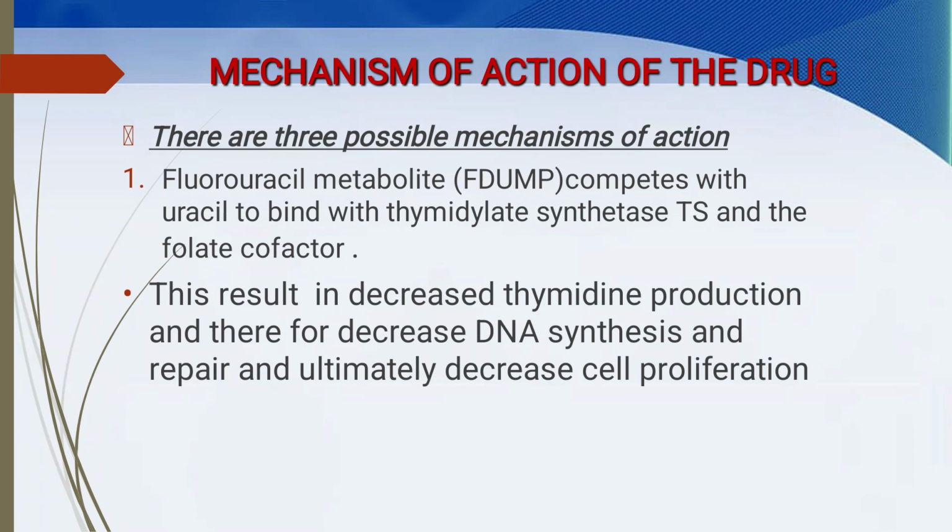So, fluorouracil has got three possible mechanisms of action, and firstly, I'll be explaining them. So firstly, fluorouracil metabolite competes with uracil to bind with thymidylate synthase, TS, and the folate cofactor. This results in decreased thymidine production and therefore decreases DNA synthesis and repair, and ultimately decreases cell proliferation. So if there is a decrease in cell proliferation, meaning to say the tumor will no longer be growing, thereby treating cancer.